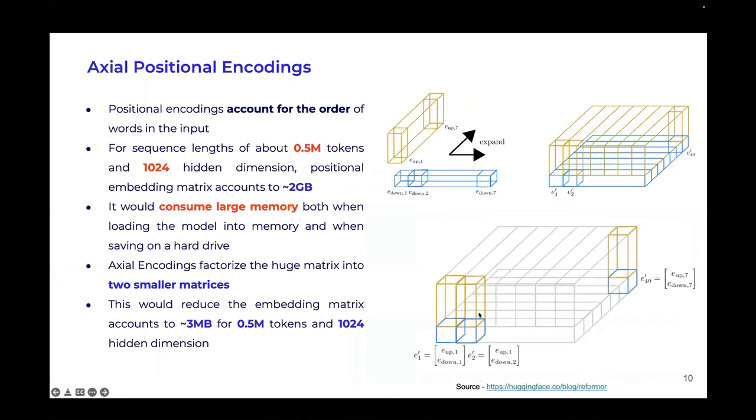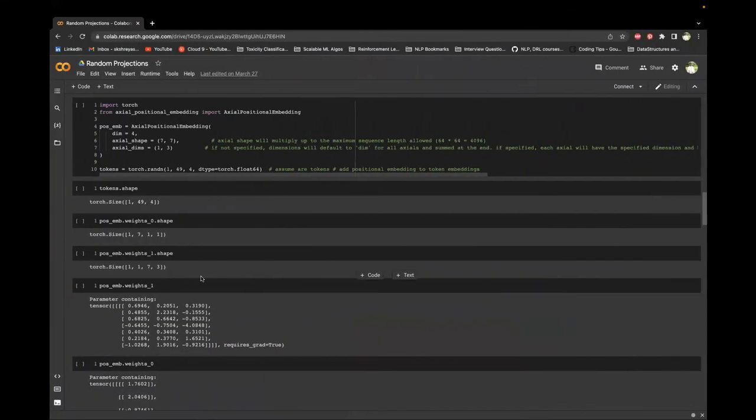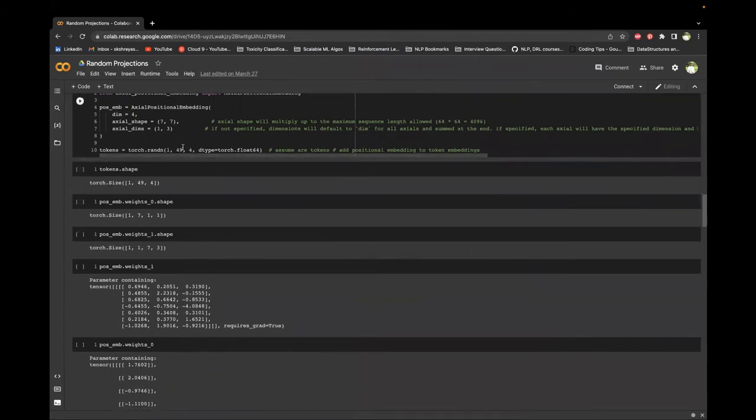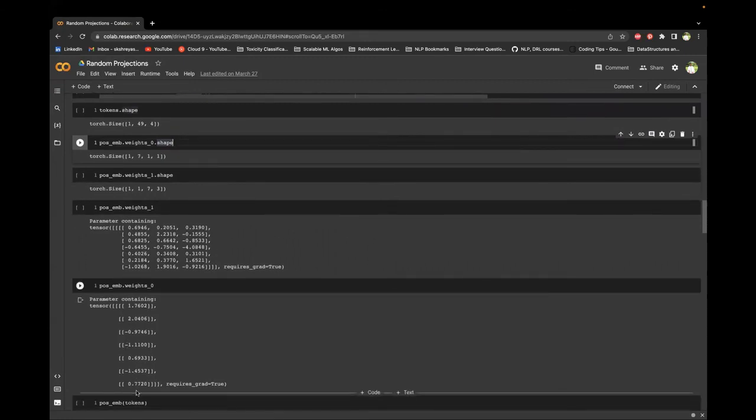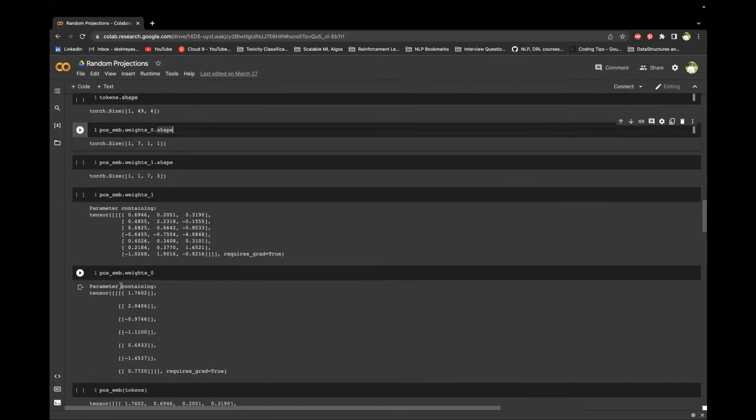I'll just explain this. So here you can see the 49 by 4 random normal vectors. So this one. Here you can see the shape of the token matrix or embedding matrix. Once you do the axial positional encodings, this 49 by 4 is being factorized into 7 by 1 and 7 by 3. So here you can see the values at the bottom. This is a 7 by 3 matrix, and this is a 7 by 1 matrix. So this 49 by 4 is being constructed using these two matrices.